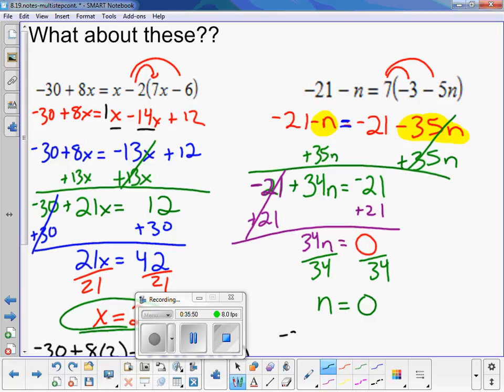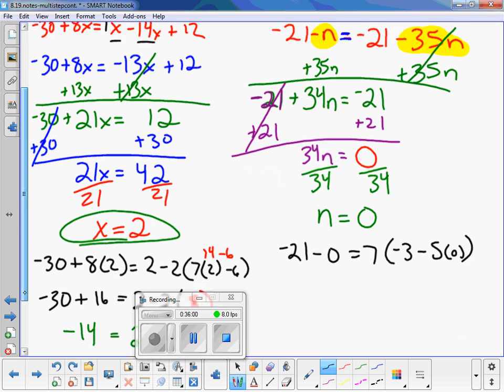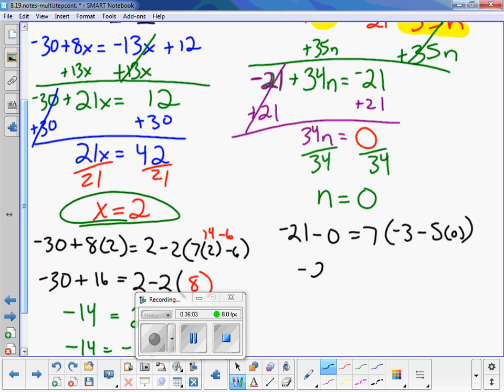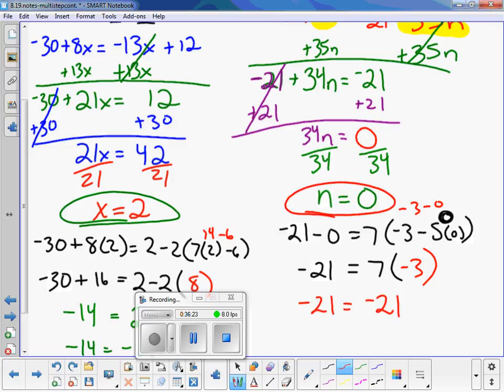So to check it, I go back and everywhere I see an n, put a 0, and I come and I look. Negative 21 minus 0 is negative 21 equals 7 times, well, 5 times 0 is 0, so this is a big old 0, right? So then I have negative 3 minus 0, so this is just negative 3. Okay with that? Negative 21 equals 7 times negative 3, which is negative 21, so n does equal 0. Okay?